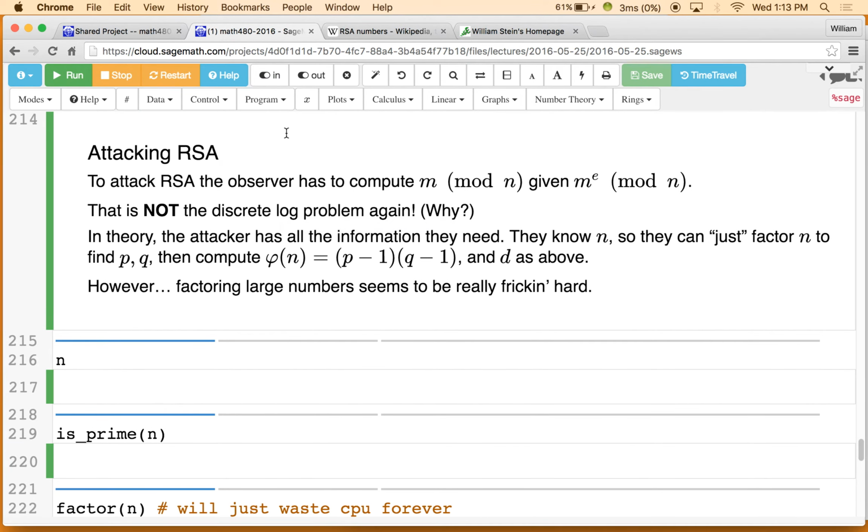Then the final note is just attacking RSA. So the observer, what do you know? If you look at my website, you know what n is, and you know what the exponent is. And if somebody encrypts a message to me, they're sending me m to the power of e mod n. So to crack this, it's not the discrete log problem, is it? Because what you're given is m to the power of e, and the problem is to figure out what m is. The discrete log problem is the other way around. That's given m and m to the power of e, find e. So it's totally not the discrete log problem, which I talked about last time.